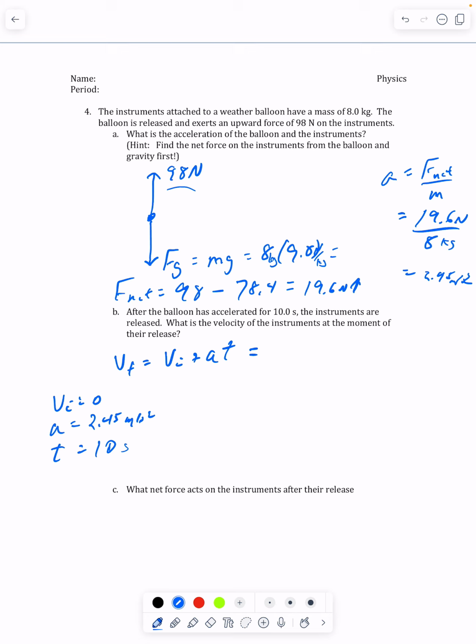And then you can find the acceleration. Acceleration is going to be net force divided by the mass. Work that out. After that, the rest of these are problems like what you had done in the previous unit. You can find the velocity of the instruments, you can find the net force acting on the instruments after they're released. Once they're cut loose, the only force acting on them is gravity, and the acceleration will be a negative 9.8 meters per second squared.